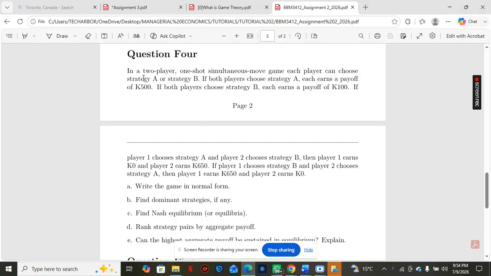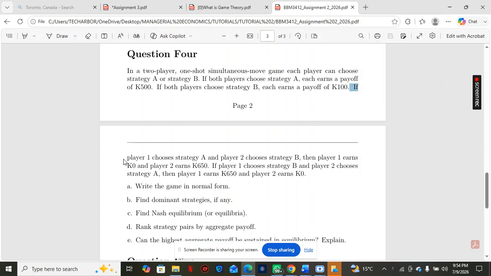In a two-player, one-shot simultaneous move game, each player can choose strategy A or strategy B. If both players choose strategy A, each player earns a payoff of 500 kwacha. If both players choose strategy B, each player earns a payoff of 100 kwacha.